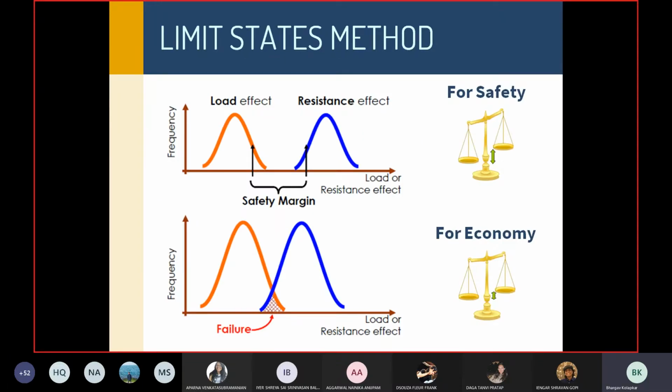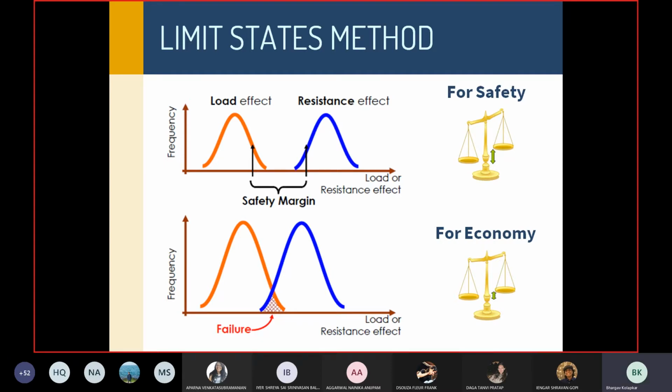So it is a rare case wherein the loads are very high, higher than the 95 percentile loads, and the strength is lower than the 5 percentile strength. That's a very rare case wherein the structure can fail. And this is our acceptable probability of failure.